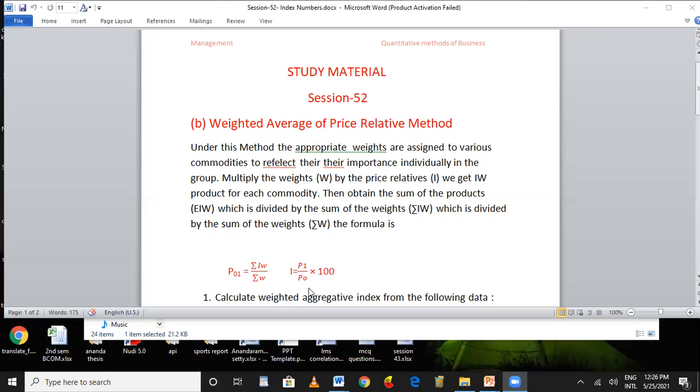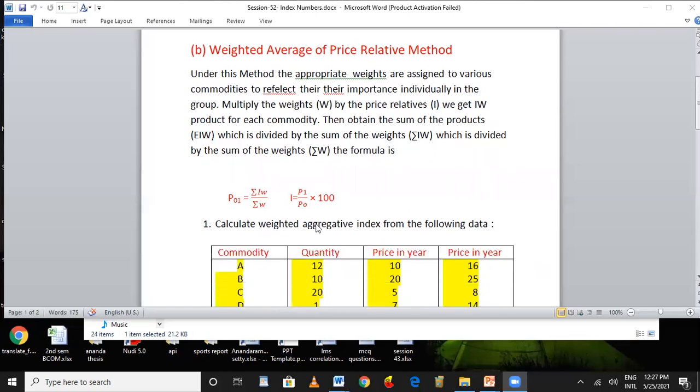Then after obtaining the I, what we have to do is multiply by the W, then obtain the sum sigma IW, then divide by sigma W. This can be understood by the following problem. Here we consider the weights also. We are giving importance to the weights. The formula is sigma IW over sigma W.